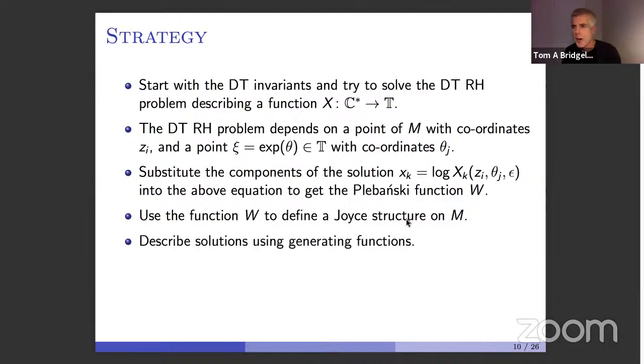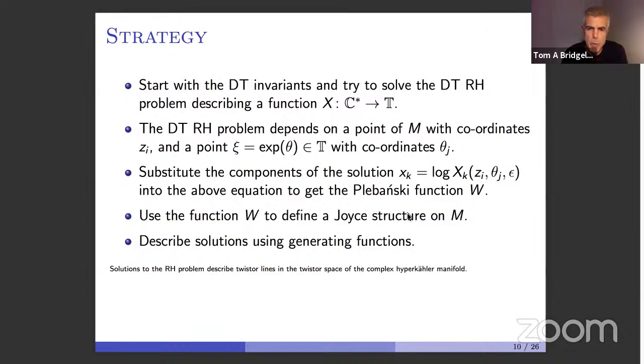We'll also be interested in trying to describe the solutions using generating functions. There's probably a more conceptual picture of what the solutions to the Riemann-Hilbert problem are, and I'll come back to this at the end if I have time. What are those in terms of the hyperKähler geometry? I think they're describing twistor lines in the twistor space of this hyperKähler manifold. Okay.